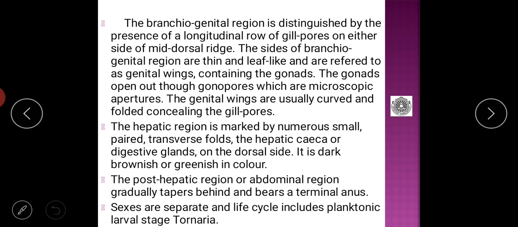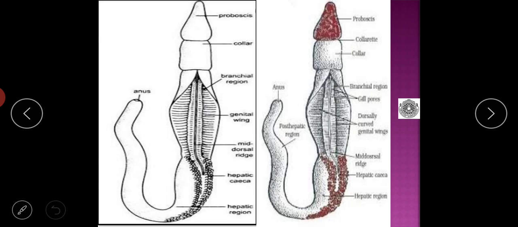Okay, so that is what some important characters of the different divisions or parts of the Balanoglossus body. So this is the photograph of that Balanoglossus, and as I already explained, it has the divisions like proboscis, collar, and the next division is the hepatic region. And this hepatic region is further divided into mid-dorsal one and prehepatic region and post-hepatic region, and at the tip it will have an opening of the digestive canal called anus. So this is another colorful diagram of Balanoglossus, wherein you can see the important terminologies like prehepatic region, post-hepatic region, and in between, the branchial region.